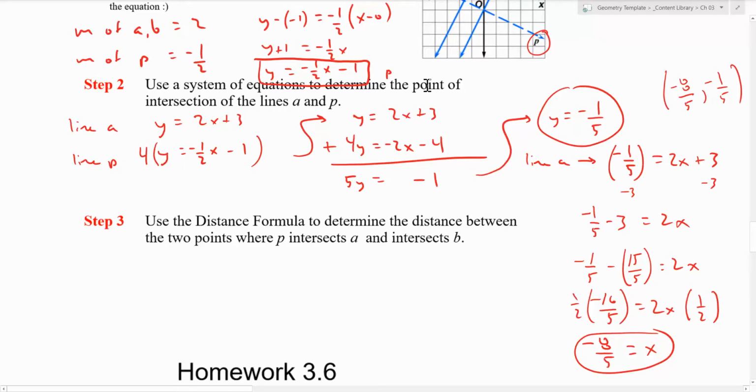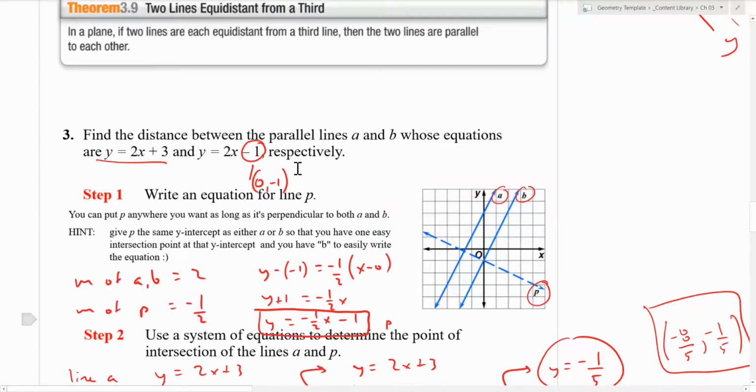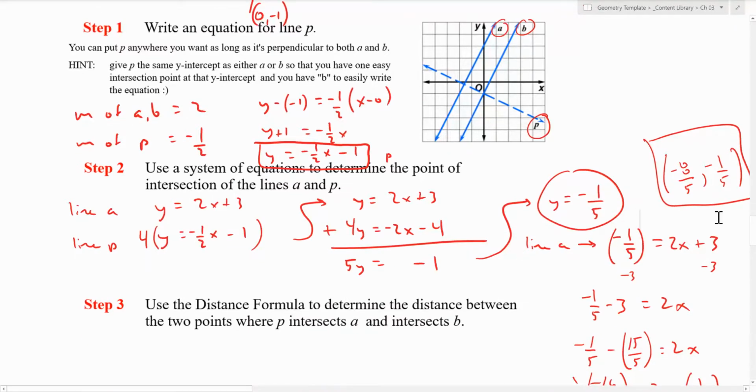Let's look at our drawing to see if that actually makes sense. Negative 8/5 is just under negative 2. So I'm going left 2. Yeah, that looks about right. And down 1/5 to the left 8/5 down. That looks about right. I'm feeling good about that. Boom, box it. Now use the distance formula to determine the distance between the 2 points where P intersects A and intersects B. So I got one point of intersection for line P and line A. I have another point of intersection for line P and line B, right? They intersect right here. Let's use those points and the distance formula.